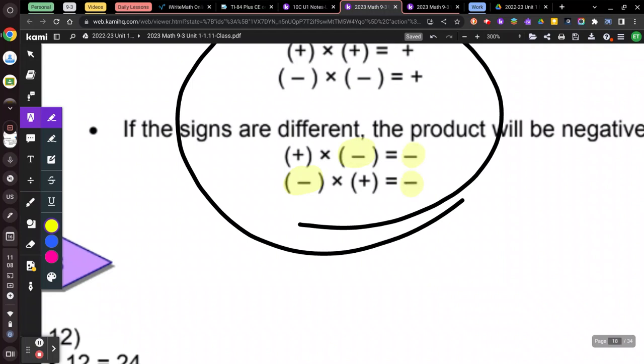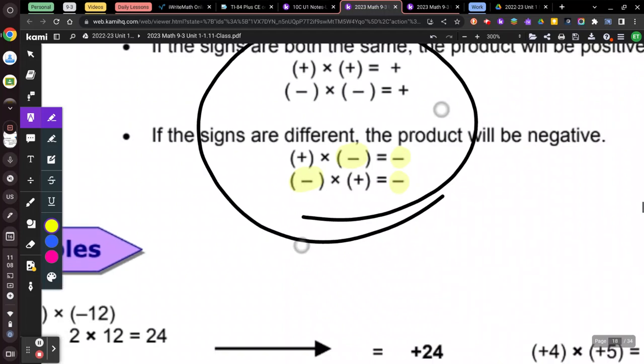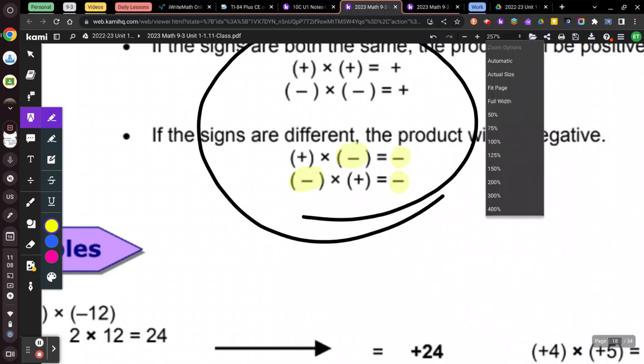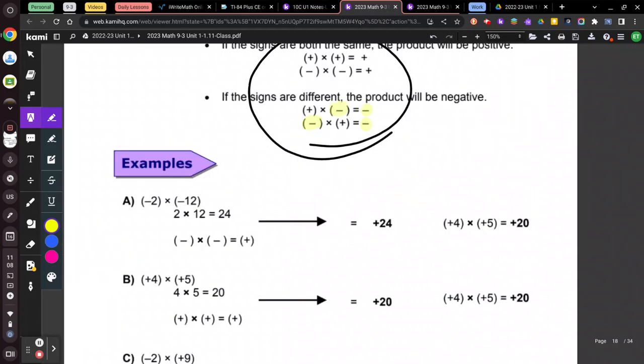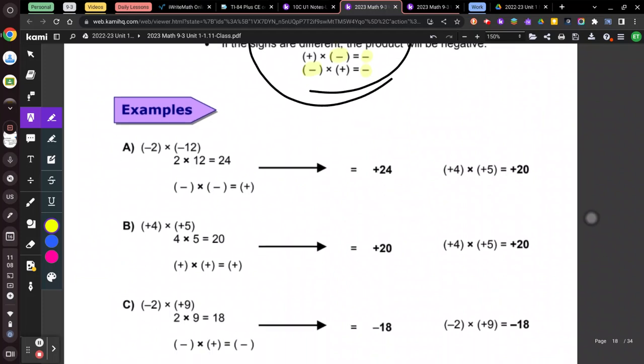No, the answer is still negative. So it doesn't matter if your negative number is first or second, okay? You're always going to get a negative if the signs are different, okay? So that's something we got to remember. Okay, I got to unzoom this guy. Back to this. Okay. So we're going to see a couple examples here.